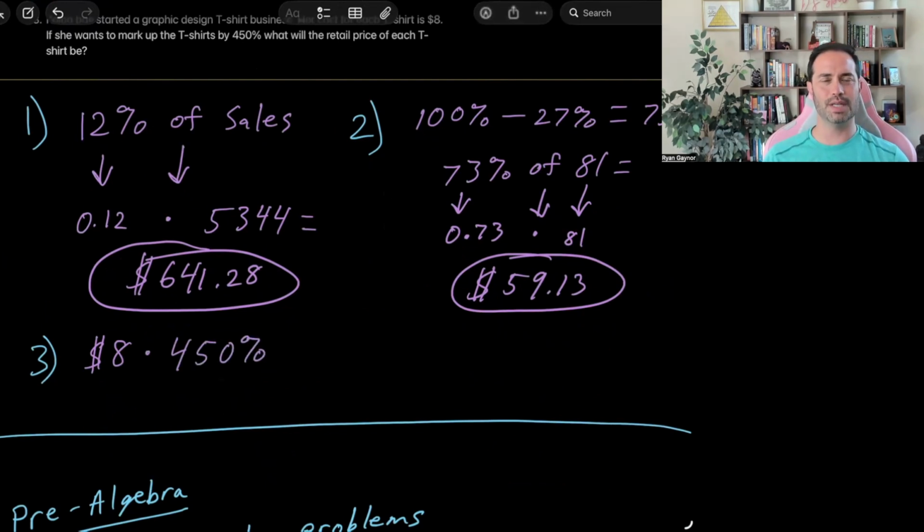Well, 450% means if we change that to a decimal, right? We divide by 100. We move the decimal 2 places to the left. So that would actually say 8 times 4.5, right? Well, that's greater than 1. So I know the answer is going to be way above 8. So we're on the right path.